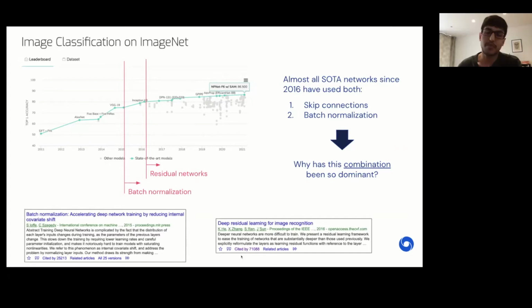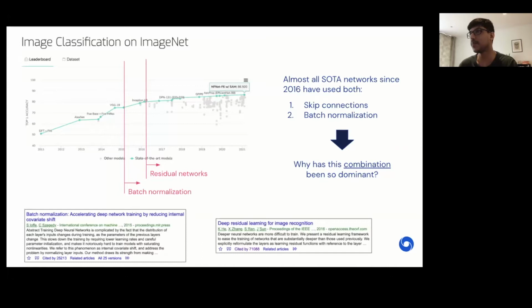An important observation here is that almost all state-of-the-art networks since 2016 have used the combination of skip connections as well as batch normalization. And so we started this project by asking ourselves, why has this combination been so dominant? One of the key insights in this series of work is that studying the combination of batch norm and ResNets together is really important to understand the benefits of batch normalization. This is in contrast with some prior work which looks at batch normalization in isolation, which leads them to not identify all of the benefits of batch normalization.